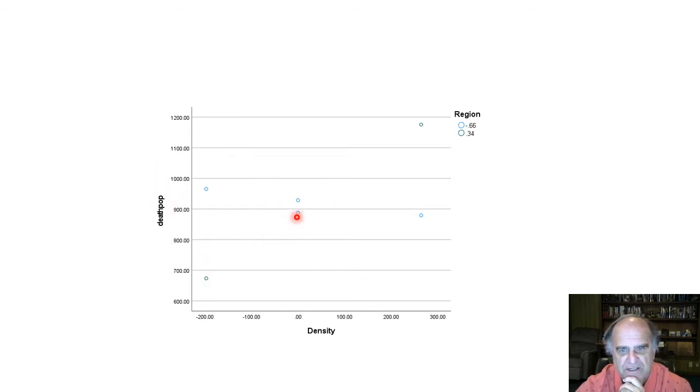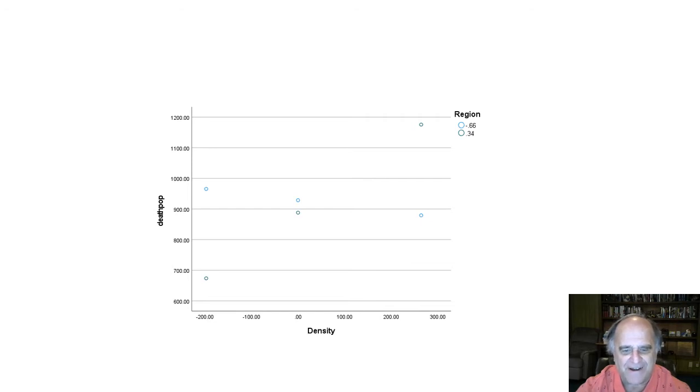These green values would be the north. The blue values are the south. So for people living in the south, as density increases, the number of COVID deaths actually goes down slightly, which is somewhat surprising, I guess. But so we're getting our clear moderator effect again.